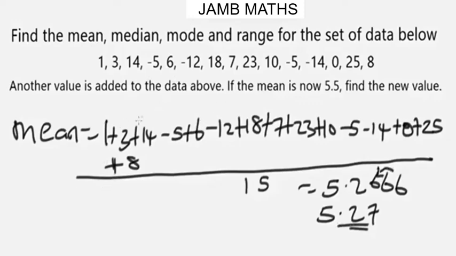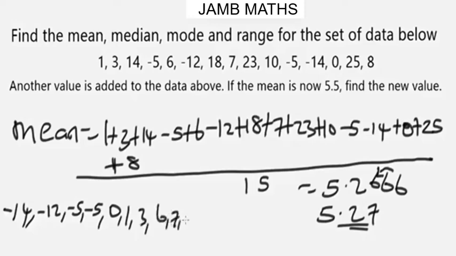Now to get the median, you arrange this data in ascending order. If you do that, the least value is minus 14. We have minus 14, minus 12, minus 5, 0, 1, 3, 6, 7, 8, 10, 14, 18, 23, and 25.